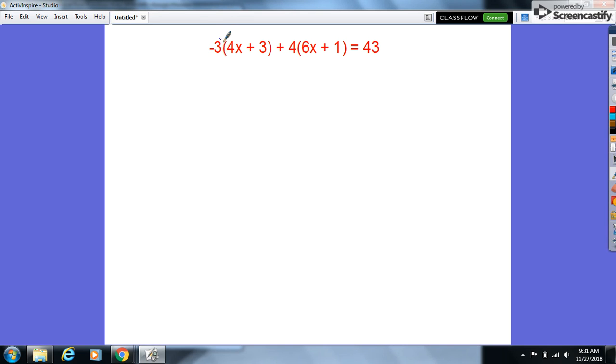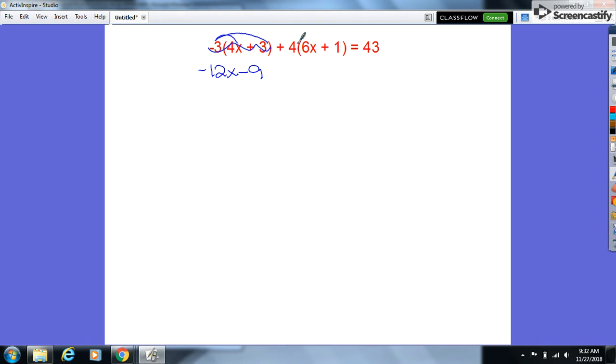Here's an example of something I was talking about with a negative coefficient. In front of the parentheses here, you see a negative 3. That means I'm going to take this negative 3. It means I've got negative 3 groups of just this. It has nothing to do with the rest of it. So I'm going to take this negative 3 and multiply it by that 4x. That gives me a negative 12x. I'm going to take that negative 3 and multiply it by this positive 3, which is going to give me a negative 9. I'm done with this part now.